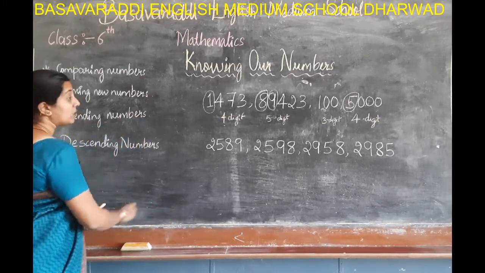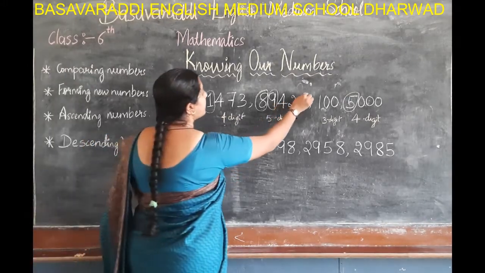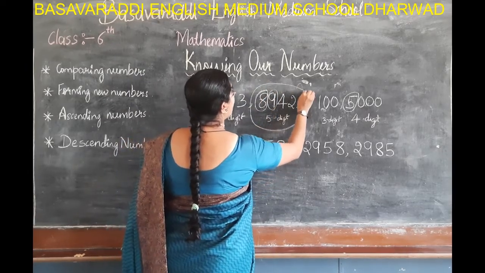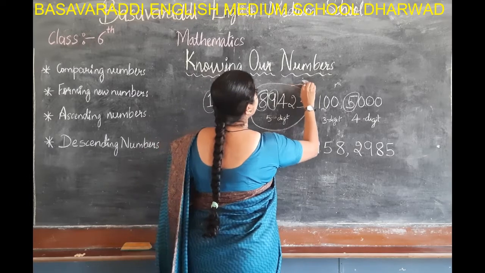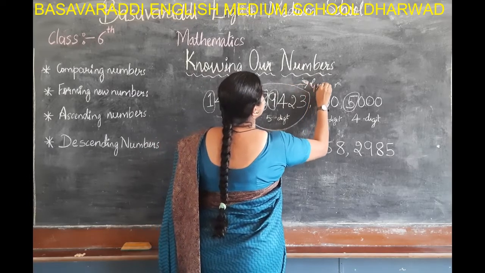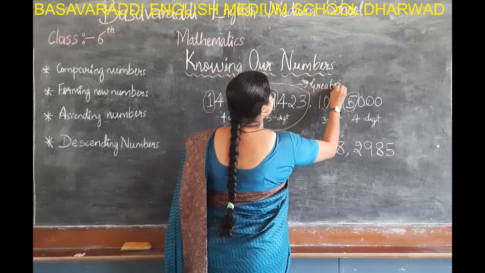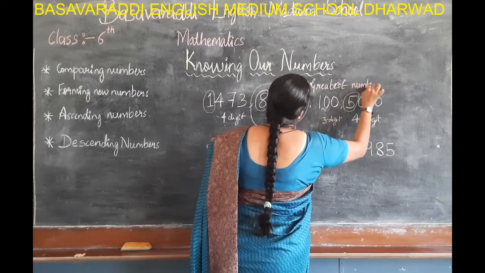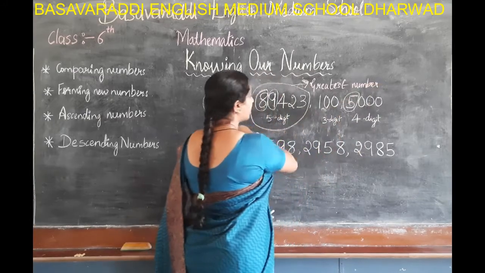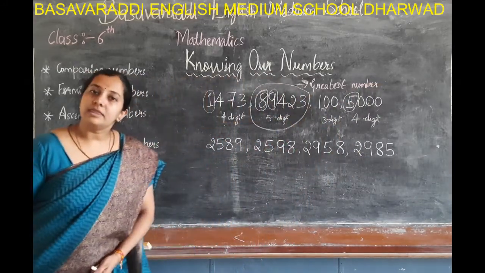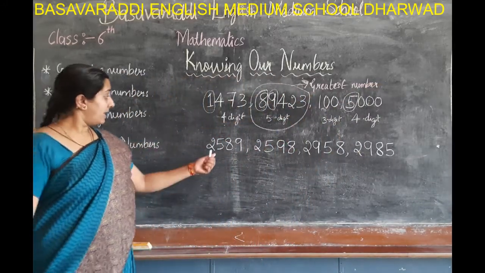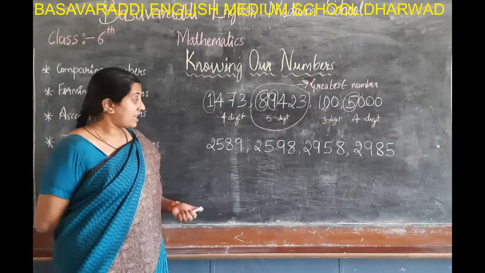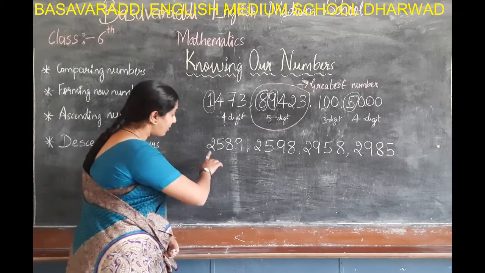What we can conclude here is that 89,423 is the greatest number. It is the greatest number out of the given numbers. Correct. Next, if you look at this next example, please be careful. Okay, what we have?